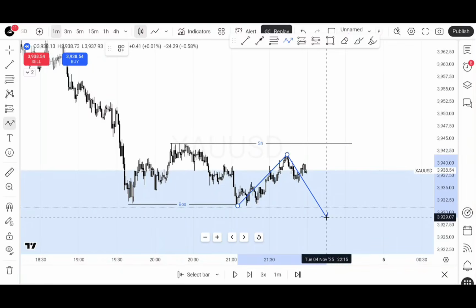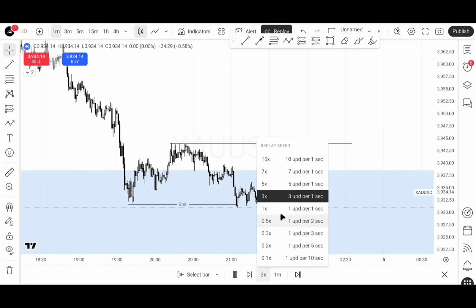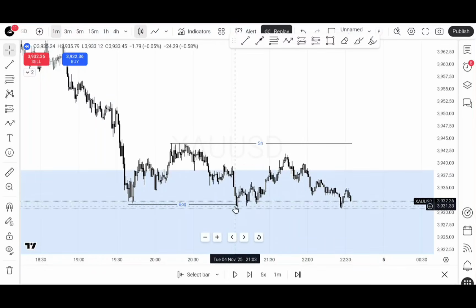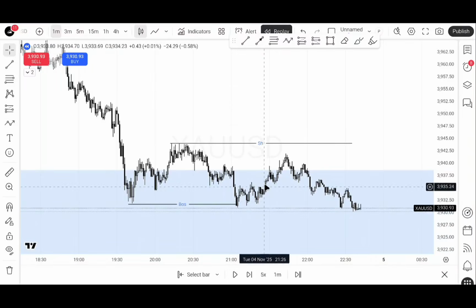But if it keeps on going down, it means that the market is not yet ready to give us a buy. So we continue following it. Continue playing price until we see what we want to see. Let me see. Do we have a break of structure? No. We don't have any break of structure yet. Okay, it's like we have a break of structure to the downside.